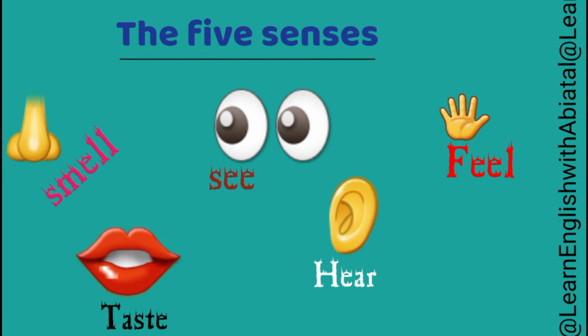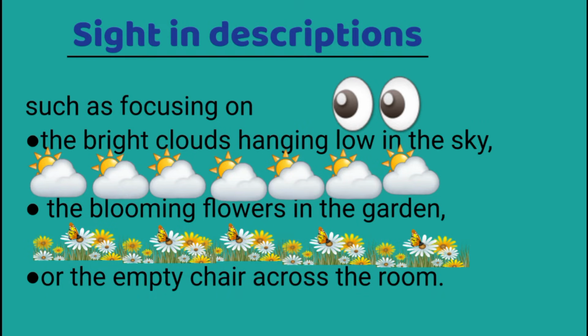The following are sentences in which each of the senses are used. So it is up to you to go and make use of them in your writing, depending on the topic you are going to get. For instance, if you visited a certain place, you may describe what you saw. With your eyes, you can focus on the atmosphere or whatever you found there. For instance, the bright clouds hanging low in the sky, the blooming flowers in the garden. The empty chair across the room.